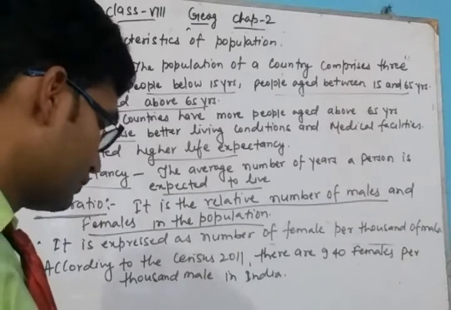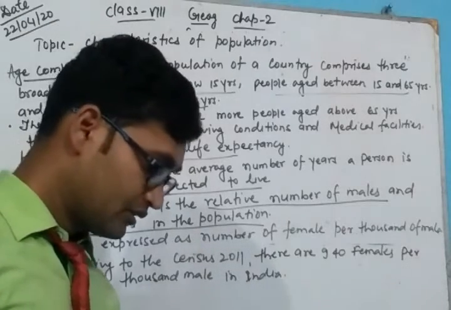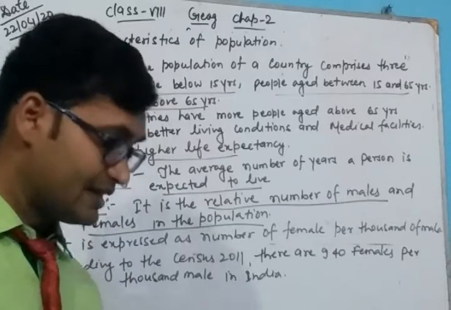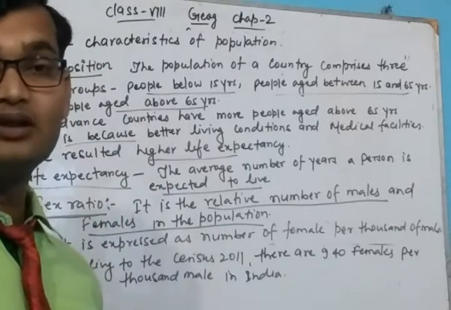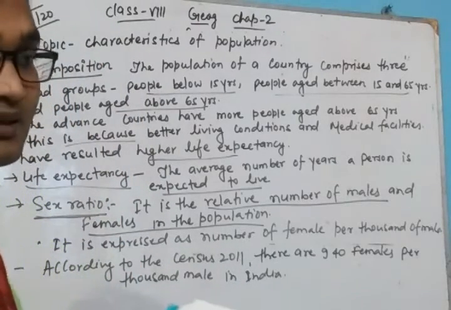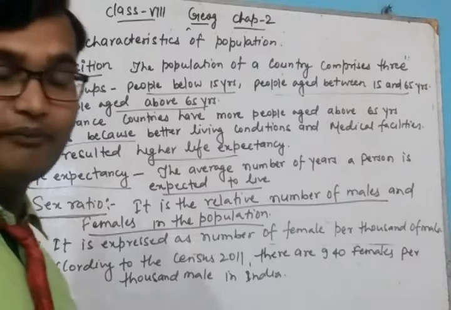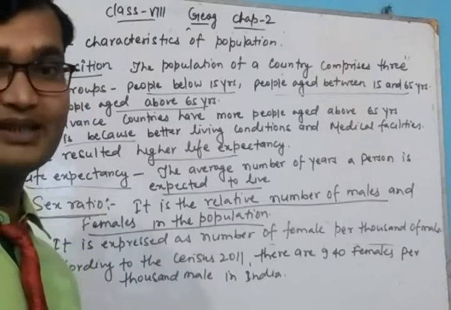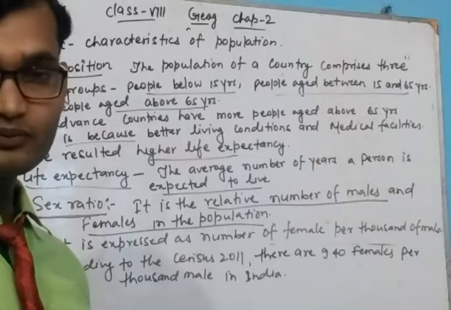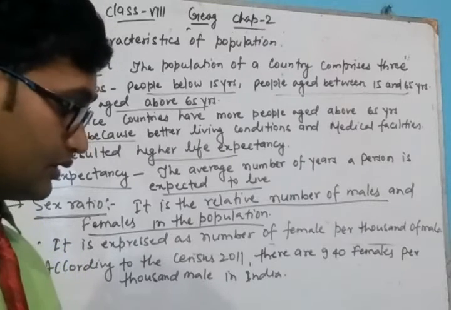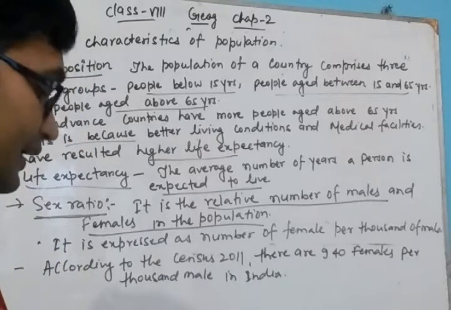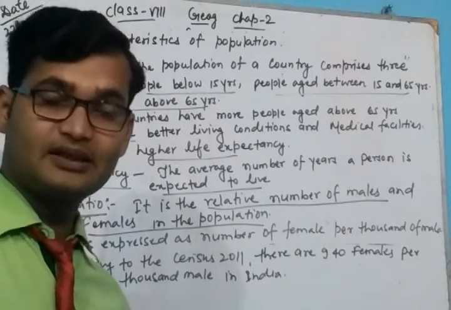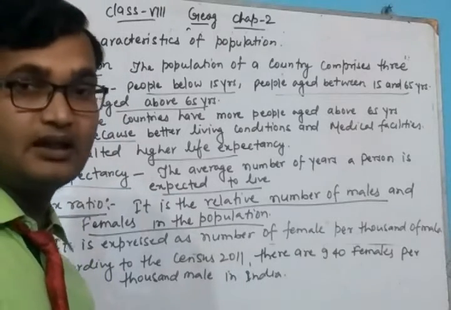Okay, now in the developed countries we have seen that the life expectancy of females is better than the life expectancy of males. Okay, now the next topic is the working and dependent population. What is the working population and what is the dependent population? Let's see.